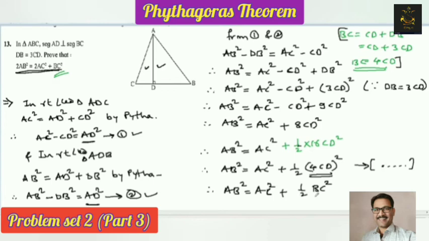So straight away multiply both sides by 2. This is our final step. This is 2AB square is equal to 2AC square plus BC square. This is multiplying both sides by 2. Like this we can get that answer. Here it is. This is the step which we have to prove here.